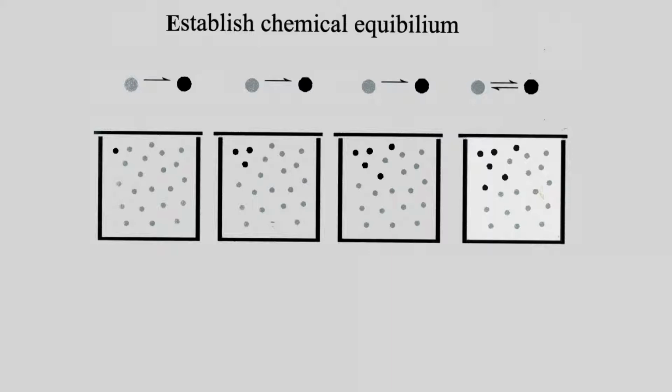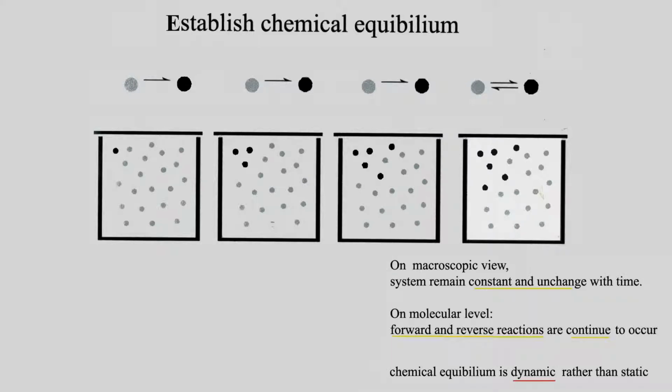They don't change anymore. You will have that much black dot with that much light dot. So they don't change. On the macro point of view, they are constant, unchanged. But when you look onto the molecule, in fact, they are continually changing.